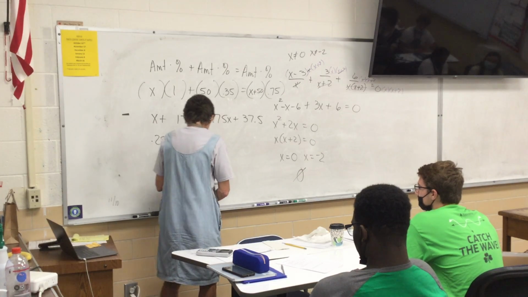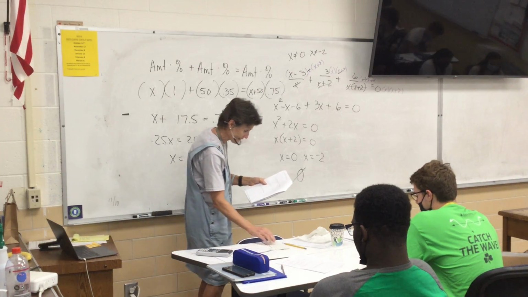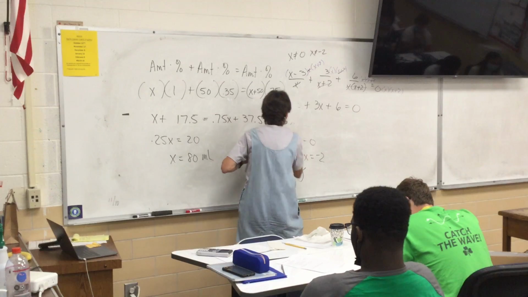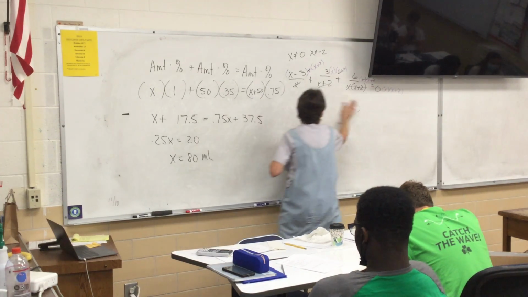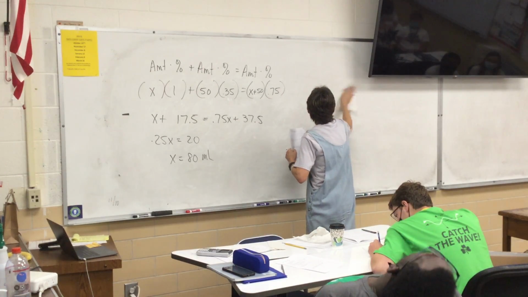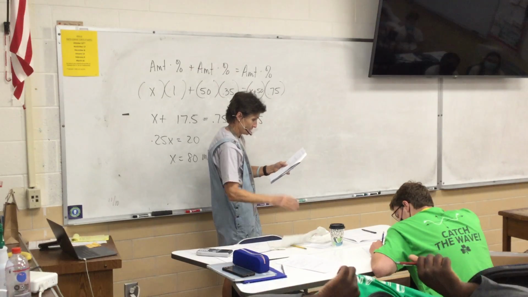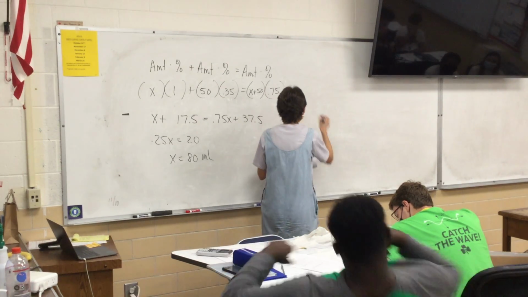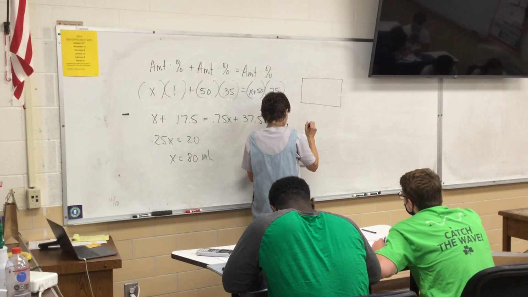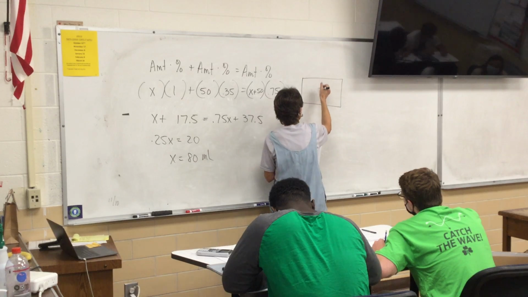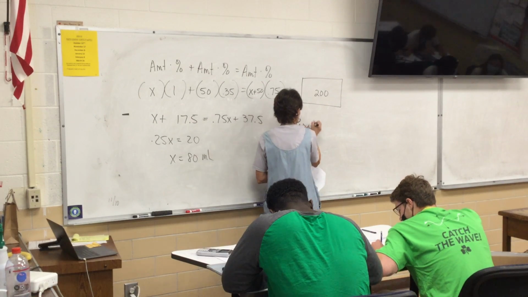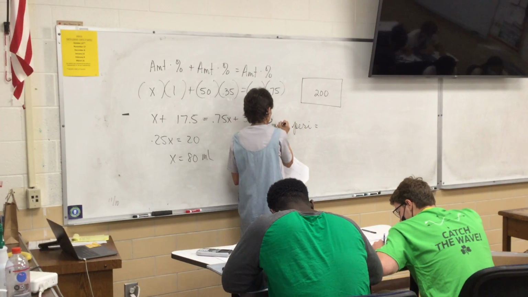All right, number 3, find the dimensions of a rectangle with minimum perimeter if its area is 200 square meters. So I have a rectangle, and I know the area is 200, and I want to find the perimeter. And I actually want to find the minimum perimeter.